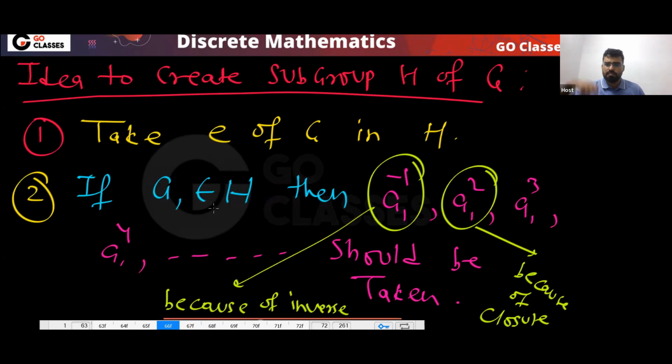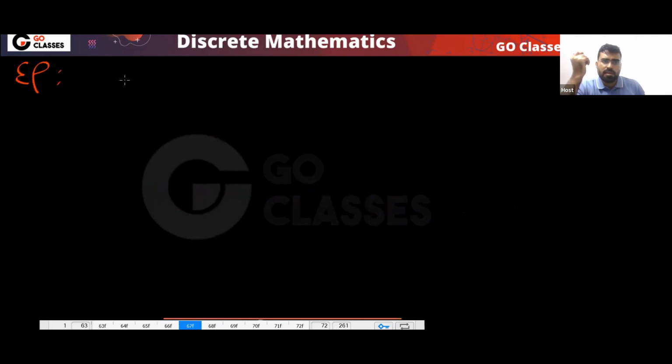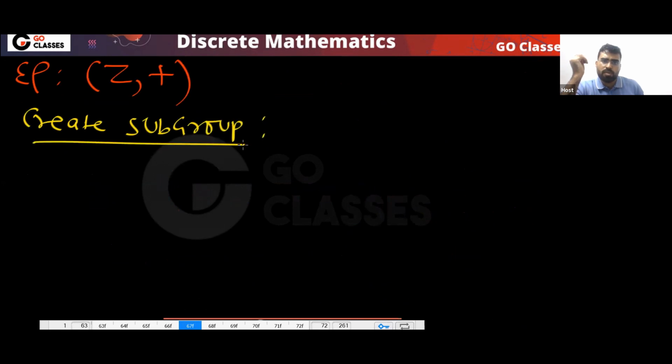Is this clear? See, for example, let's assume that you have this group. Now I'm creating a subgroup. Now let's see how to create a subgroup. What is the first step? If I want to create any subgroup, then what is the first step? I should directly take the identity element. This is the first step. Always take the identity element. Now let's assume I take 3. So this is mandatory.